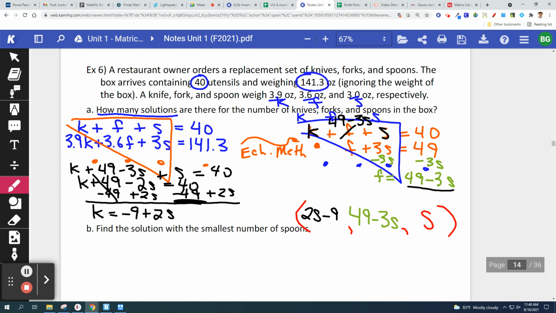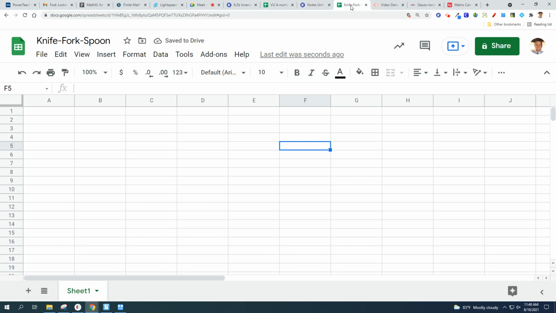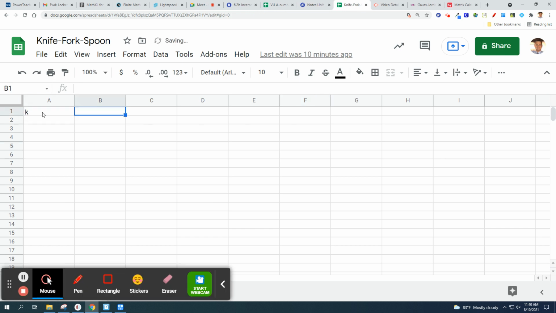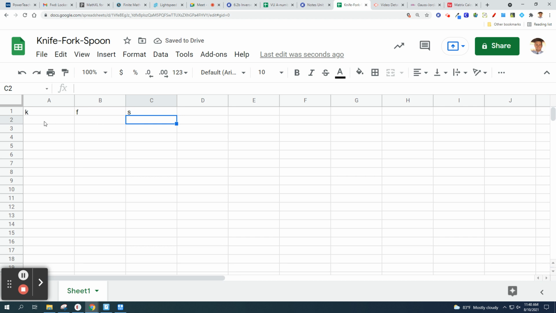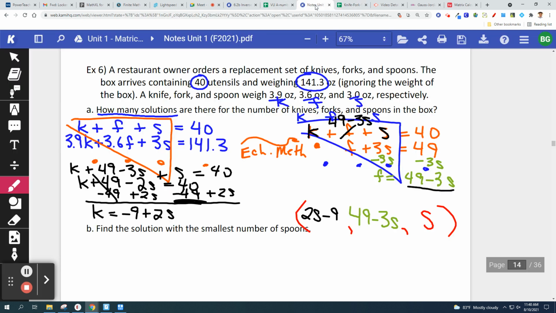That is the general form of the solution, but that doesn't answer the question. The question was, how many solutions are there? And so that's why I want to use a spreadsheet. We could do this by hand, but it would take kind of a long time. So check out what I can do with the spreadsheet. We've got K for knives, F for forks, and S for spoons. If you go back and look at your solution, the number of knives is 2S minus 9. So 2 times the number of spoons minus 9.